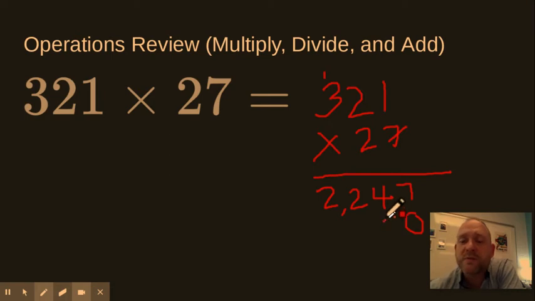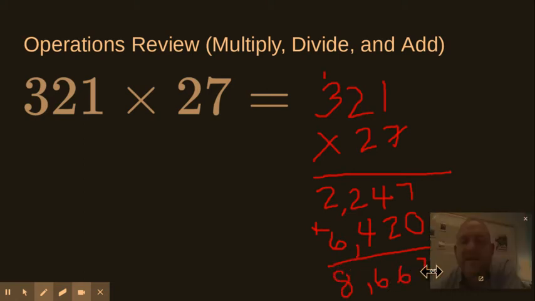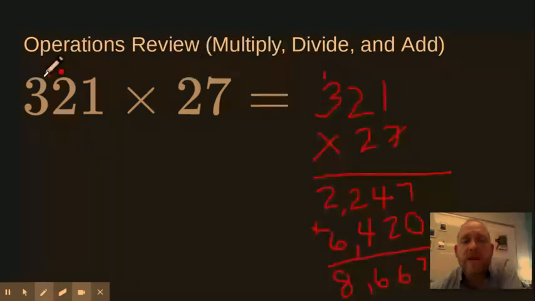2 times 1 gives me 2. 2 times 2 will give me 4. And 2 times 3 gives me 6. Nothing fancy there. All we do is add these guys up. 0 plus 7, of course 7. 4 plus 2 is 6. Hey, 2 plus 4 is also 6. It's the inverse of that same problem. And 2 plus 6 is 8. So you have 8,667.